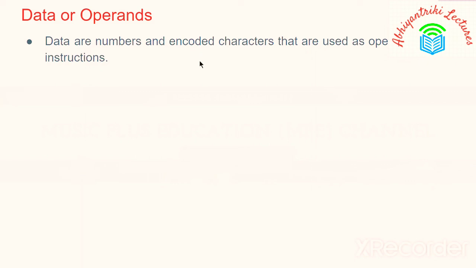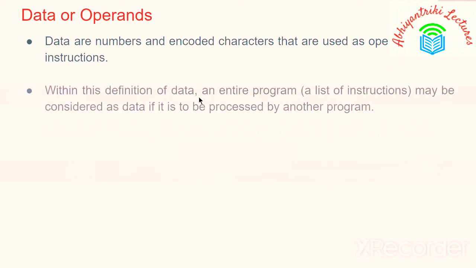And then within this definition of data, an entire program, that is a list of instructions, may be considered as data if it is to be processed by another program. Here the other program is what? Compiler. What is the input to the compiler? Source program, that is high level language, English language. So we had 3 instructions that will be converted to machine language, right?